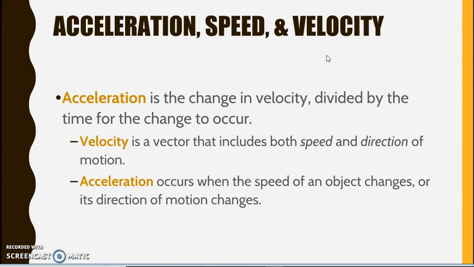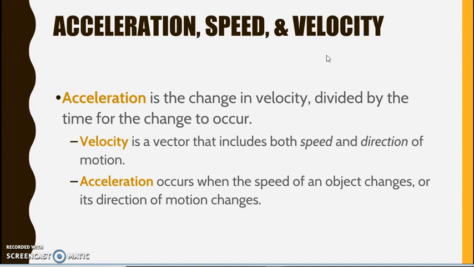So velocity, as you know, includes both the speed and a direction. So 45 miles per hour, that's a speed. 45 miles per hour north, that's a velocity, right? Acceleration is literally just when that changes. So when we speed up, when we slow down, or when we turn, change direction.